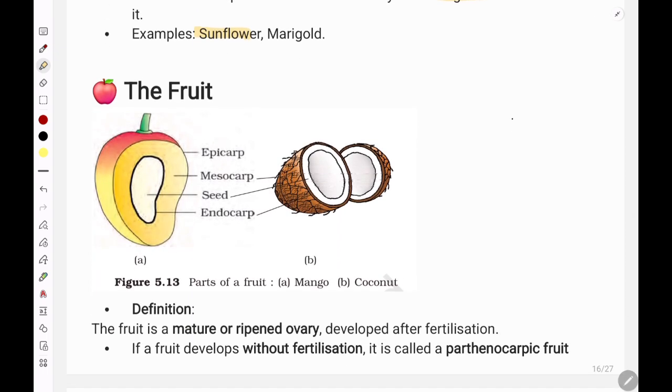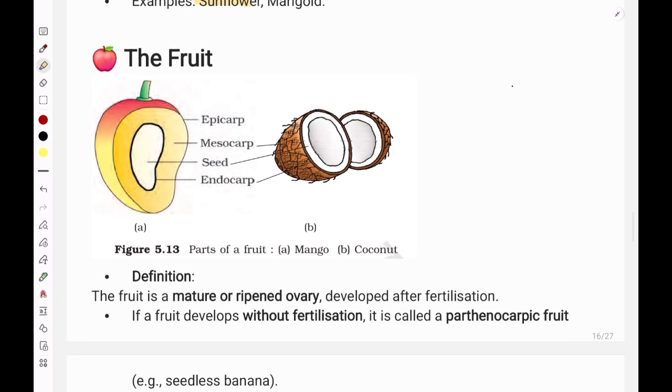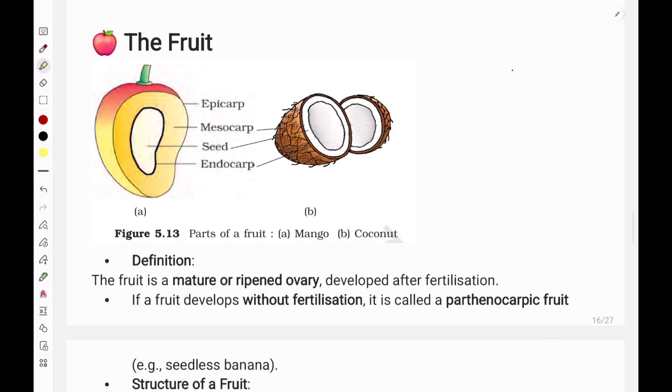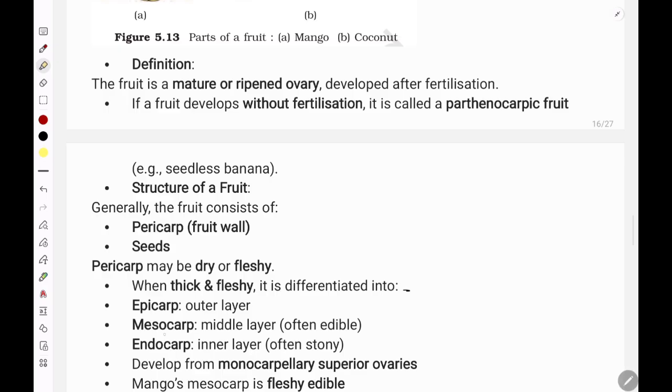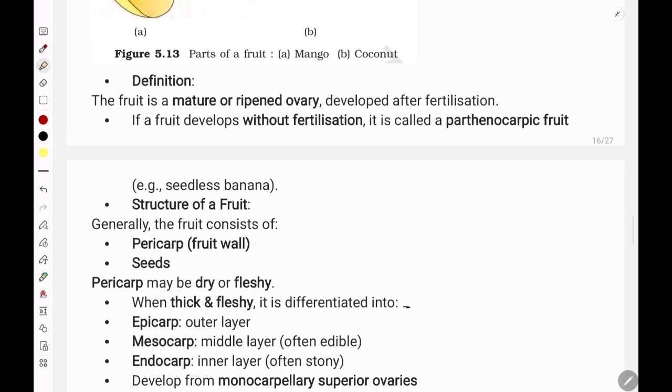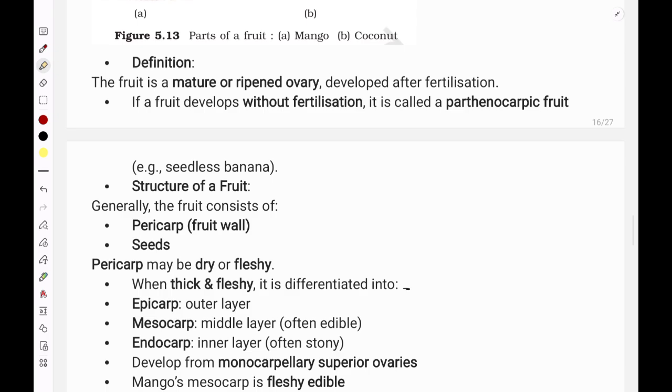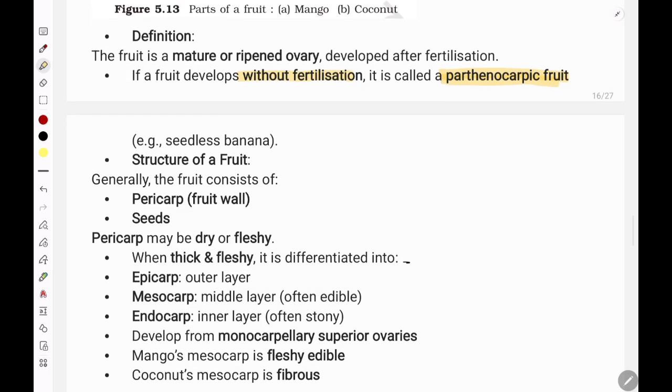If we talk about fruits, they are swollen ovaries which develop after fertilization, and they are divided into two parts. First is the seed and second is the pericarp. The pericarp is further divided into three parts: epicarp, mesocarp and endocarp. They both develop after fertilization. If the development of fruit occurs without fertilization, such fruits are called parthenocarpic. For example, the seedless banana is one of the most commonly known examples of this.